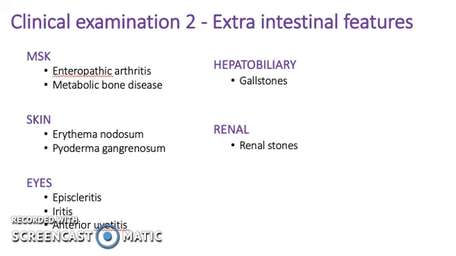Some of the extraintestinal manifestations that could present in the MSK, enteropathic arthritis or metabolic bone disease, skin, erythema nodosum, pyoderma gangrenosum. Do they have episcleritis, iritis, or anterior uveitis? Hepatobiliary, gallstones, and renal stones. Crohn's is an inflammatory bowel disease, so it's related to inflammation. So if the patient is likely to have an inflamed bowel, then they are likely to have other sources of inflammation, as those listed in front of you.